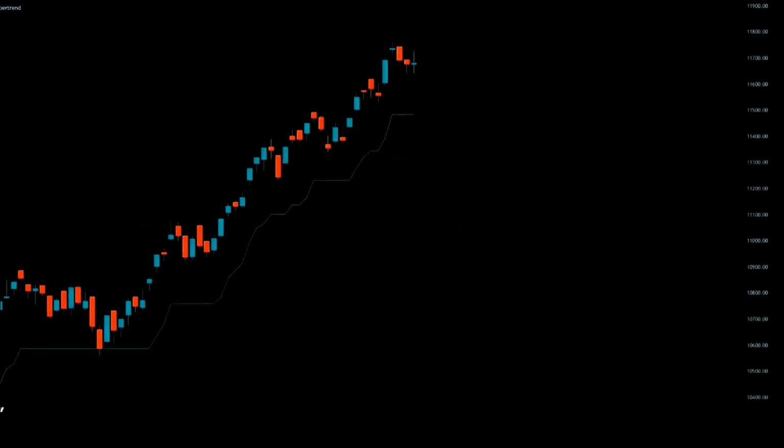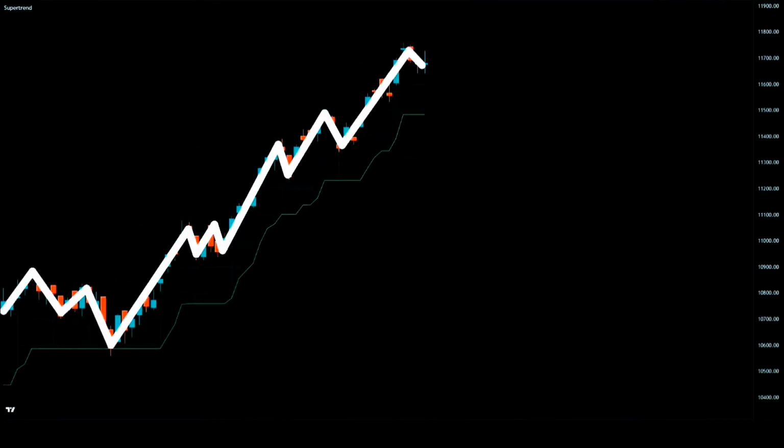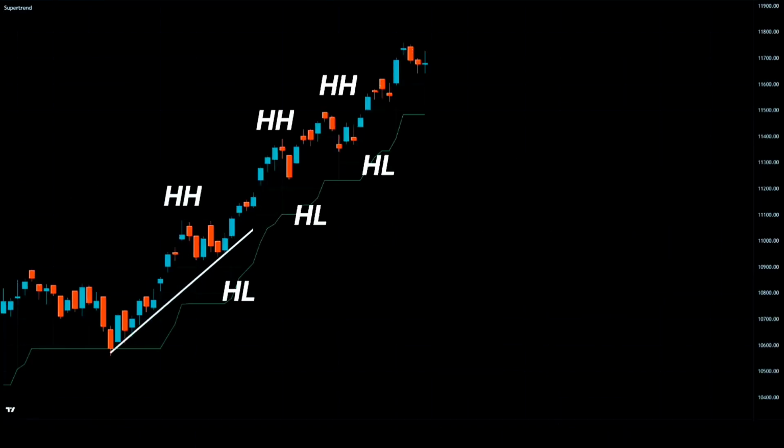Here, you can see the stock is in an uptrend, making higher highs and higher lows as it moves upward. Since it's an uptrend, we'll draw the trend line below the price. Again, you need to draw the trend line by connecting the maximum touch points. So we've drawn a trend line here. Now we need to wait for a breakout.